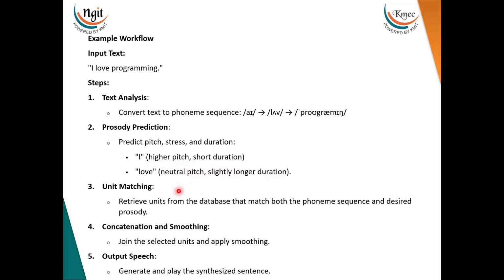Third is unit matching. So it retrieves units from the database that match both the phoneme sequence and desired prosody. Fourth is concatenation and smoothing. So join the selected units and apply smoothing. The fifth step is output speech. So generate and play the synthesized sentence.